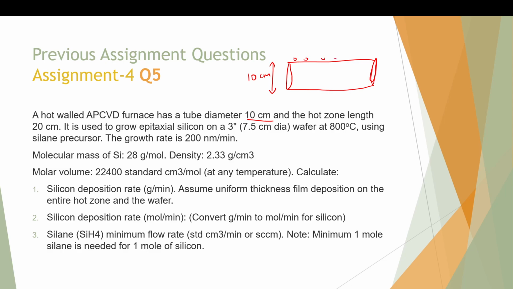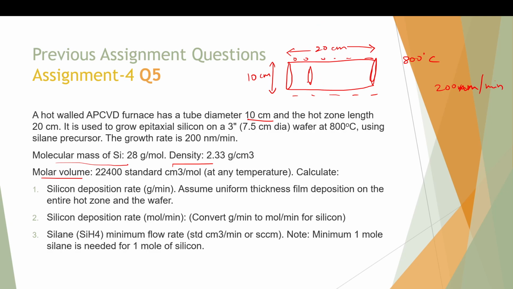So there is some heating here, and the length of the hot zone is given to be 20 centimeters. It is used to grow epitaxial silicon on a 3-inch wafer. So there is a wafer inside, 3-inch, at 800 degrees Celsius using silane precursor. The growth rate is 200 nanometer per minute. Then they have given us some values: molecular mass of silicon, density of silicon, molar volume, everything. The first thing that we need to calculate is the silicon deposition rate in gram per minute.